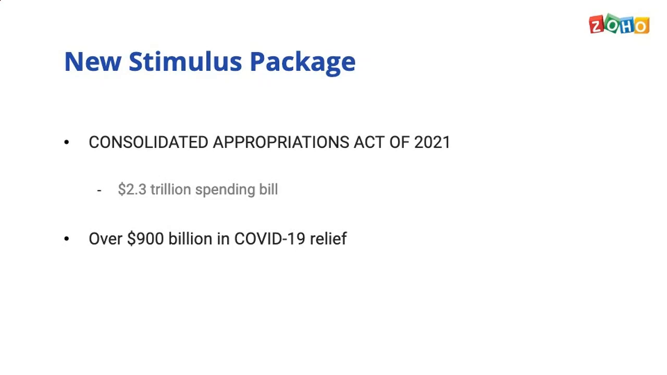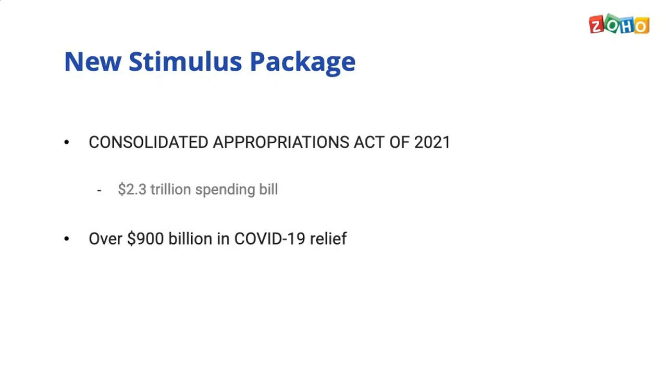Yeah. So the total bill was 2.3 trillion. There was a lot in there. A lot of it wasn't necessarily for the COVID relief. It was for government spending. Right, a lot of general budgeting stuff. Right, right. So we're not talking about that.